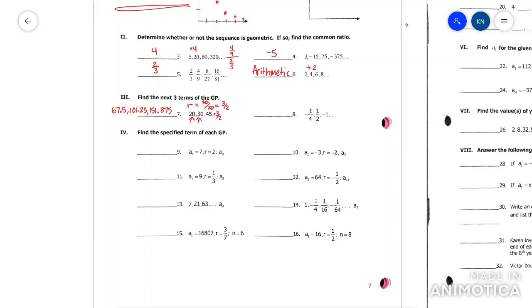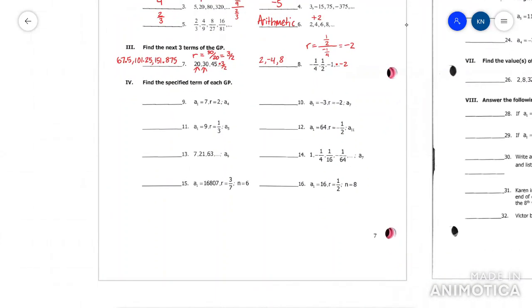So like this next one, I would do 1/2 divided by -1/4. And if you did that, you would get -2. That's your rate. So to get your next 3 terms, just multiply by -2 over and over again. So you'd get 2, -4, 8.